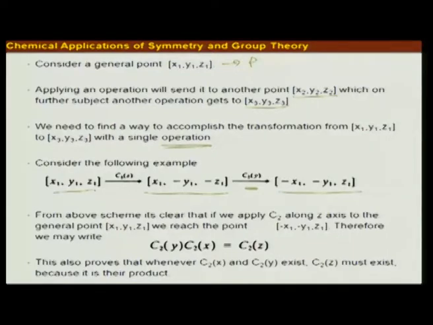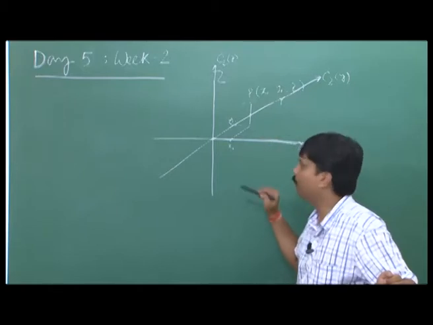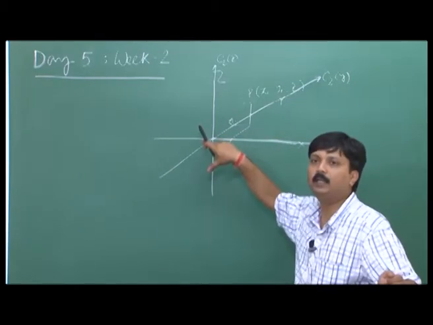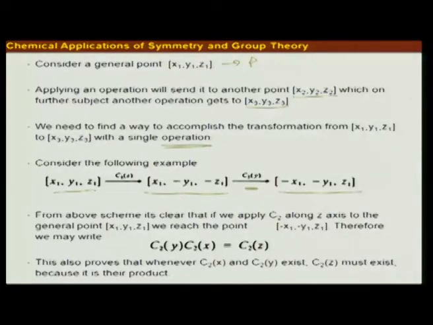Okay, so you can apply C2z now on x1, y1, z1. So what will happen if you apply C2z on this particular molecule? Nothing will happen to z, correct, but the xy plane will change its orientation by 180 degrees, very easy. So x1 will become minus x1 and y1 will become minus y1. So you get minus x1, minus y1, z1, the same that we got here. So these two are equivalent. So I can find out the product of C2y and C2x, and this is C2z.